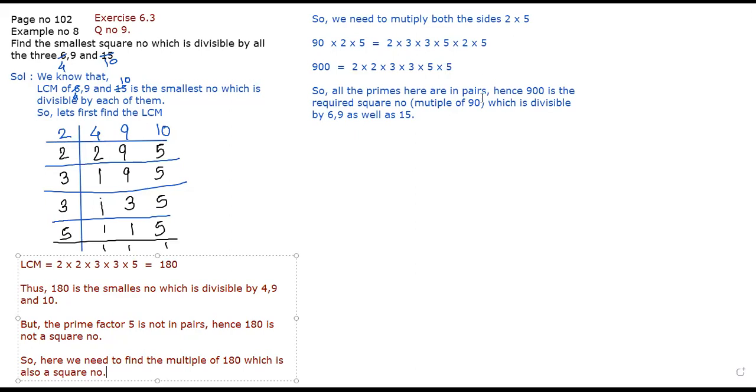So we need to multiply both the sides by what? 5. Just by 5. And 180 into 5, again 900 we are going to get. Yes or no? Yes, sir. So again the answer would be 900 only, divisible by numbers 4, 9 and 10. Yes or no? Yes, sir.